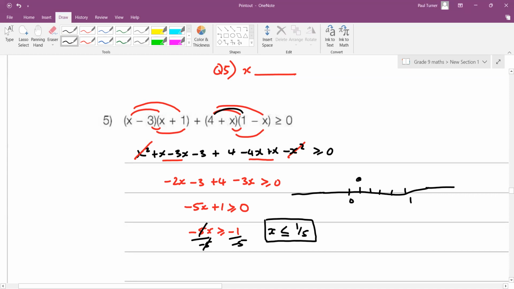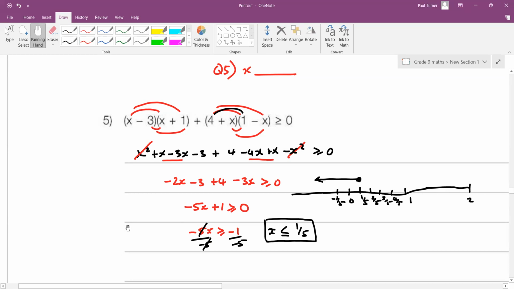So 1/5 would be here, because I've broken it up into fifths. So it's 1/5, 2/5, 3/5, 4/5. So you could show it like that if you wanted to on a number line. That's minus 1/5. And 2 would be way out there somewhere.